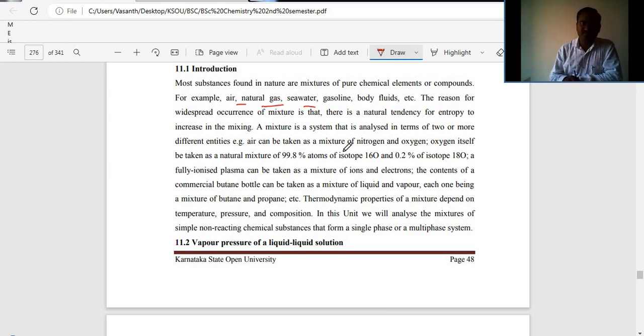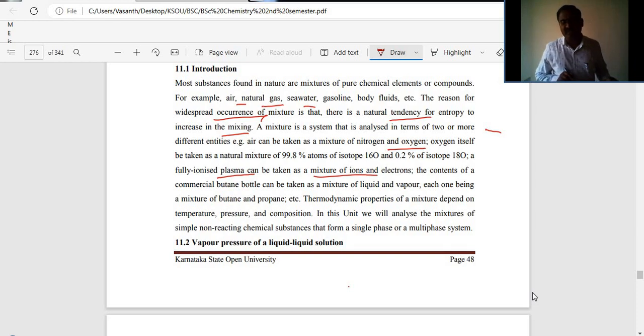We consider the reason for the widespread occurrence of mixtures is that there is a natural tendency for entropy to increase in mixing. The well-known example here is atmospheric air, which contains a mixture of nitrogen and oxygen. Consider fully ionized plasma, which can be taken as a mixture of ions and electrons. The thermodynamic properties of a mixture depend on what? Temperature, pressure and composition.